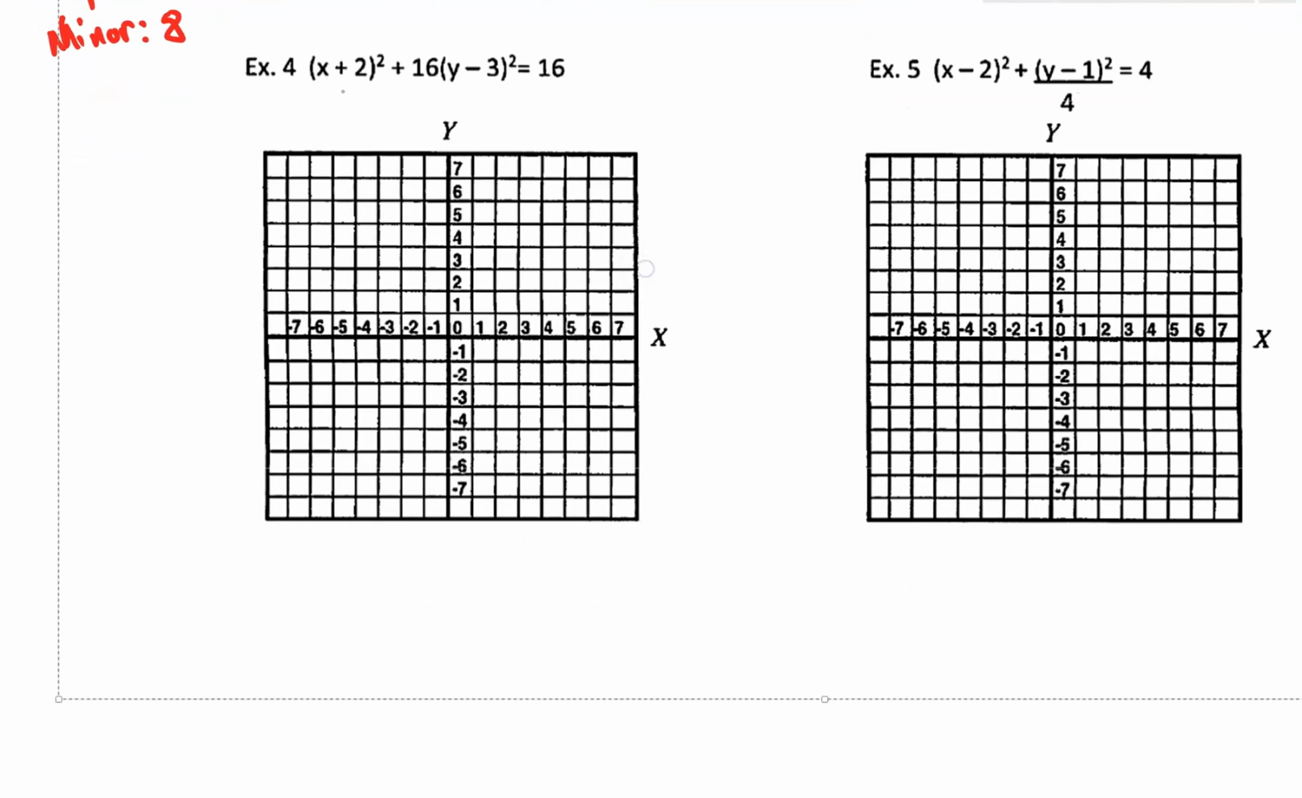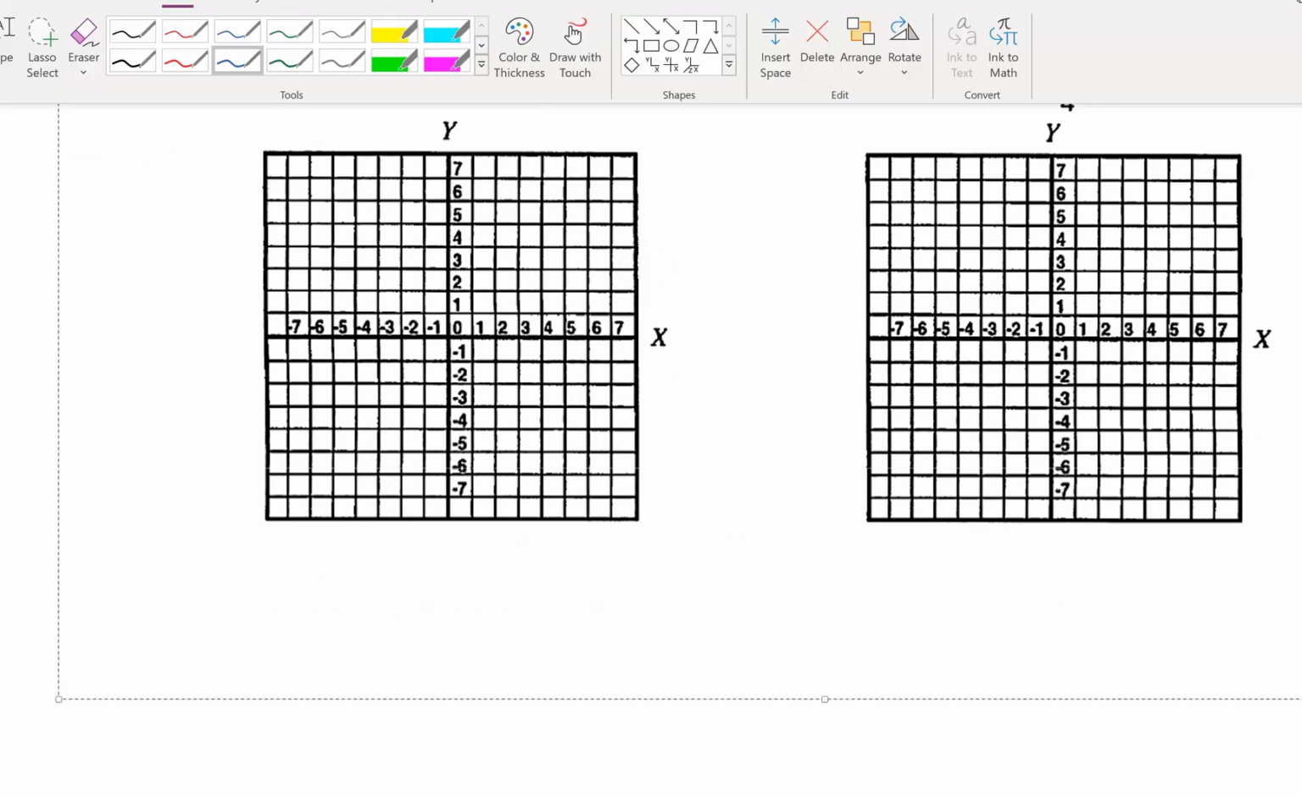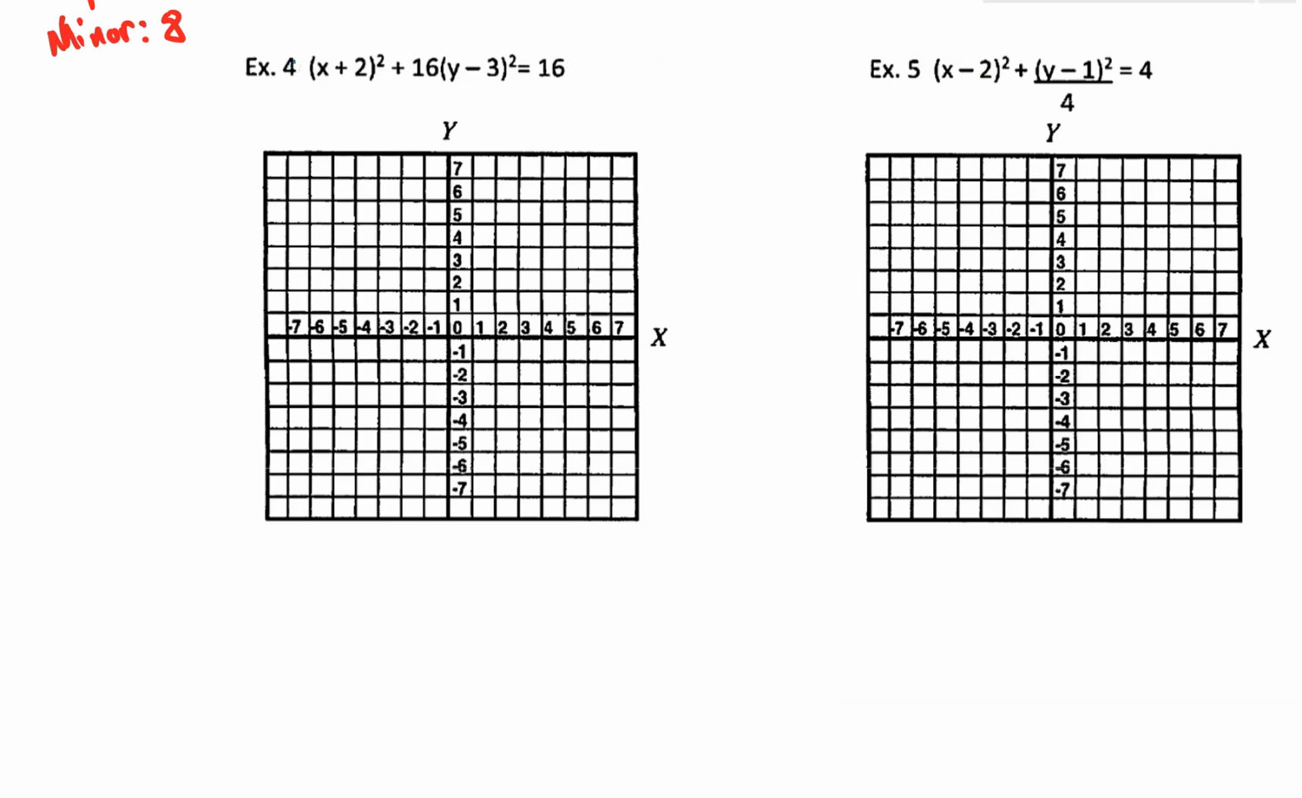All right, example number 4. Example number 4 is saying that we have a center, but first, notice this isn't in the same form exactly because they got a 16 right here. So what we're going to need to do is divide everything by 16. When we do that, if I divide this one by 16, that's going to be a 1, and that goes away. And if I divide that by 16, I get a 1. I have to make it look like this. Otherwise, you cannot solve this.